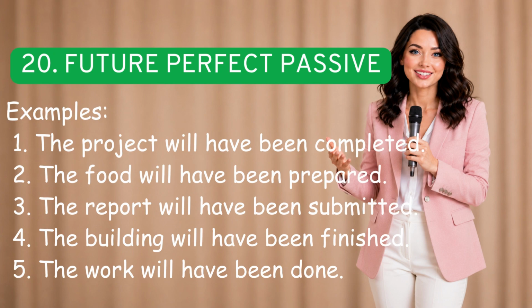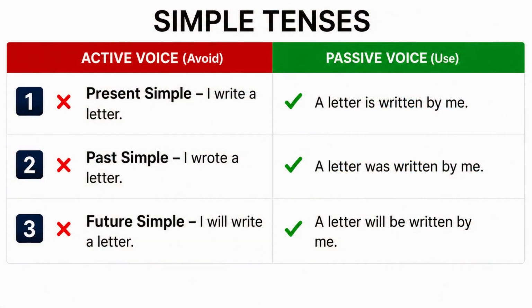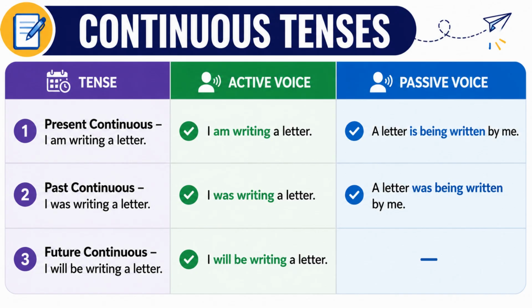Why are there only 8 passive tenses? Perfect continuous passive forms sound unnatural in English. For example, a letter has been being written. This is grammatically possible, but native speakers rarely use it. That is why most English speakers normally use only 8 passive tenses. So today in this video, we learned 12 active voice tenses and 8 passive voice tenses.